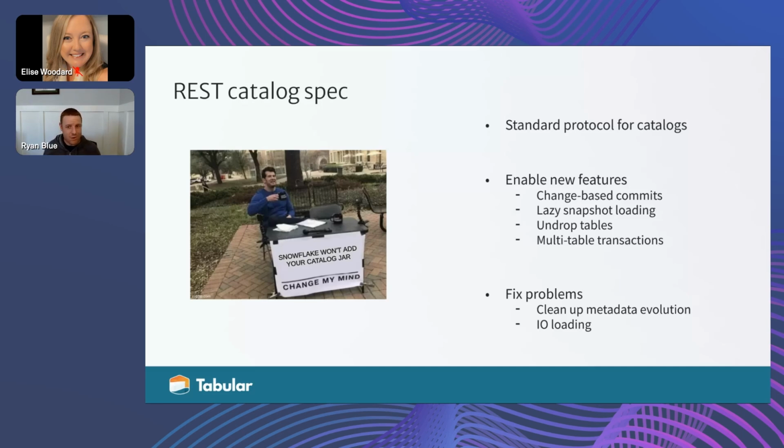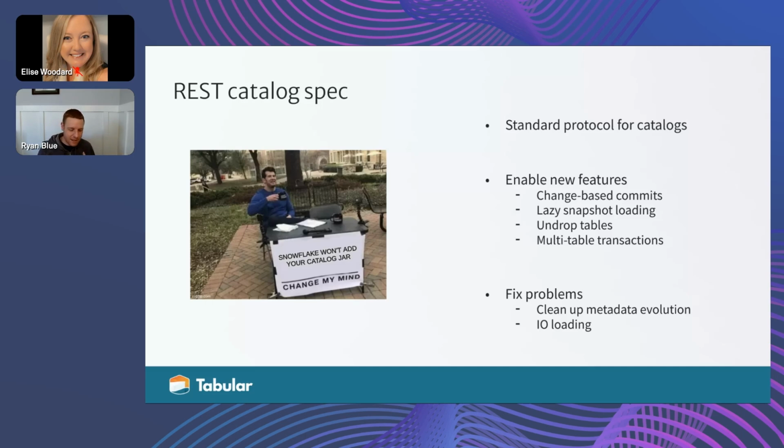We can also do a whole lot better. And we're looking to add things like undropping tables. So, oops, I was in the wrong database and dropped a table. Pretty common problem. This is something that the catalog can and probably should support doing, depending on your catalog implementation.